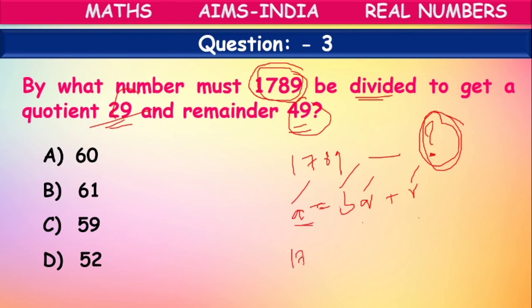Dividend is 1789. It is given in the question. What is the divisor? We don't know, because they are asking by what number must be divided. Let it be X, into what is the quotient? 29, plus what is the remainder? Remainder is 49. We have to find the value of X.